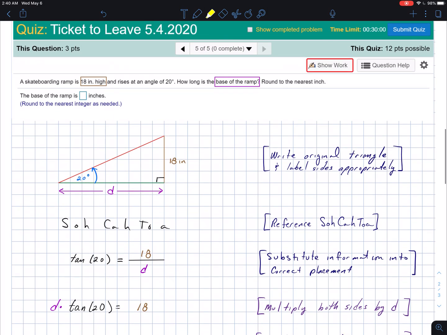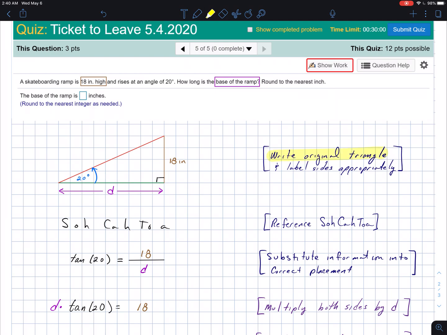All right, number 5. It says a skateboard ramp is 18 inches high, and you'll note that I put that in brown because I figured, like wood, so maybe help out. And rises at an angle of 20 degrees. So you can see by the blue arrow here that I'm rotating up this way. Okay? Is that clockwise or counterclockwise? That's right, it's counterclockwise, right?